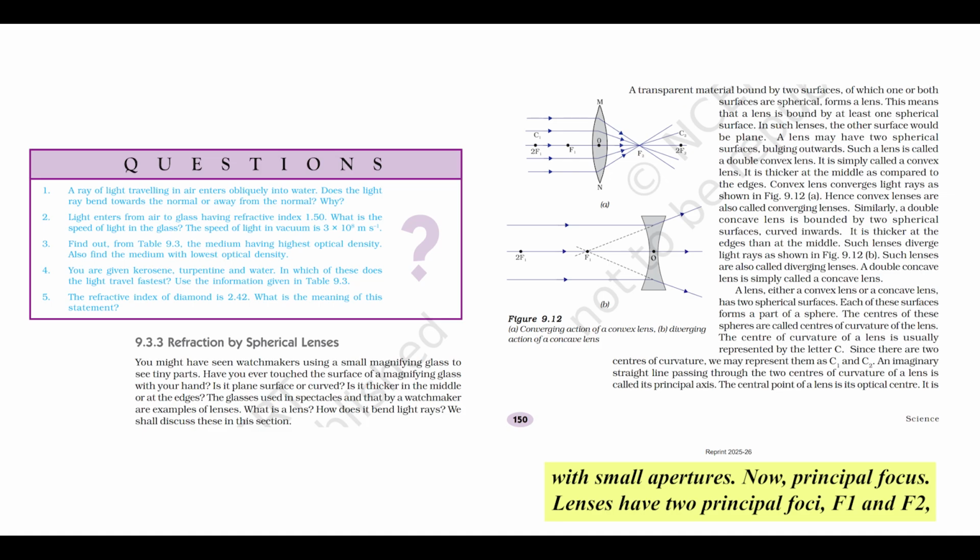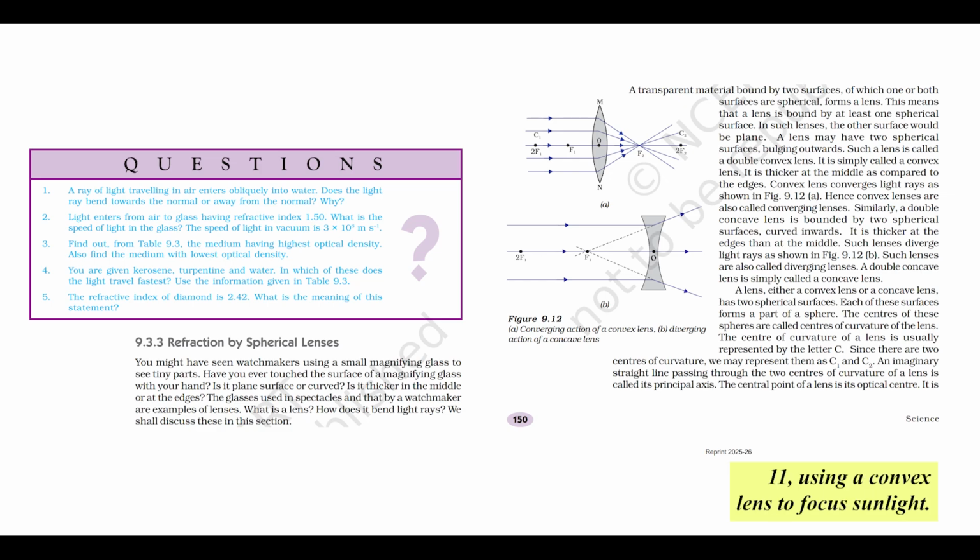Lenses have two principal foci, f1 and f2, one on each side, usually equidistant from O for thin lenses. Think activity 9.11, using a convex lens to focus sunlight. The point where parallel rays converge after passing through the lens is the principal focus, usually called f2. Since rays actually meet there, it's a real focus.